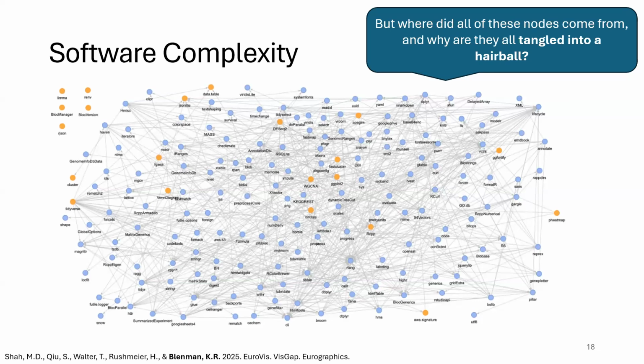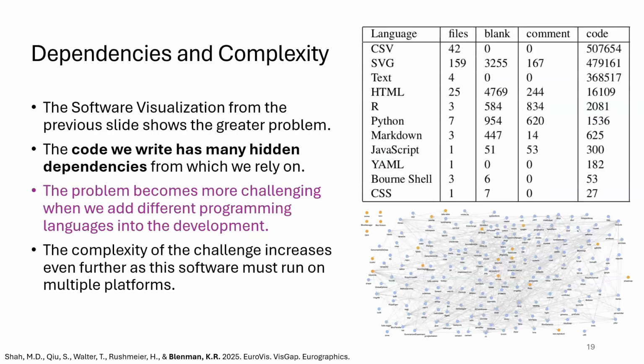But where did all of these nodes come from? And why are they all tangled into a hairball? So the software visualization from the previous slide shows the greater problem. The code we write has many hidden dependencies on which we rely. This is nothing new. This is what we know in the field, right?